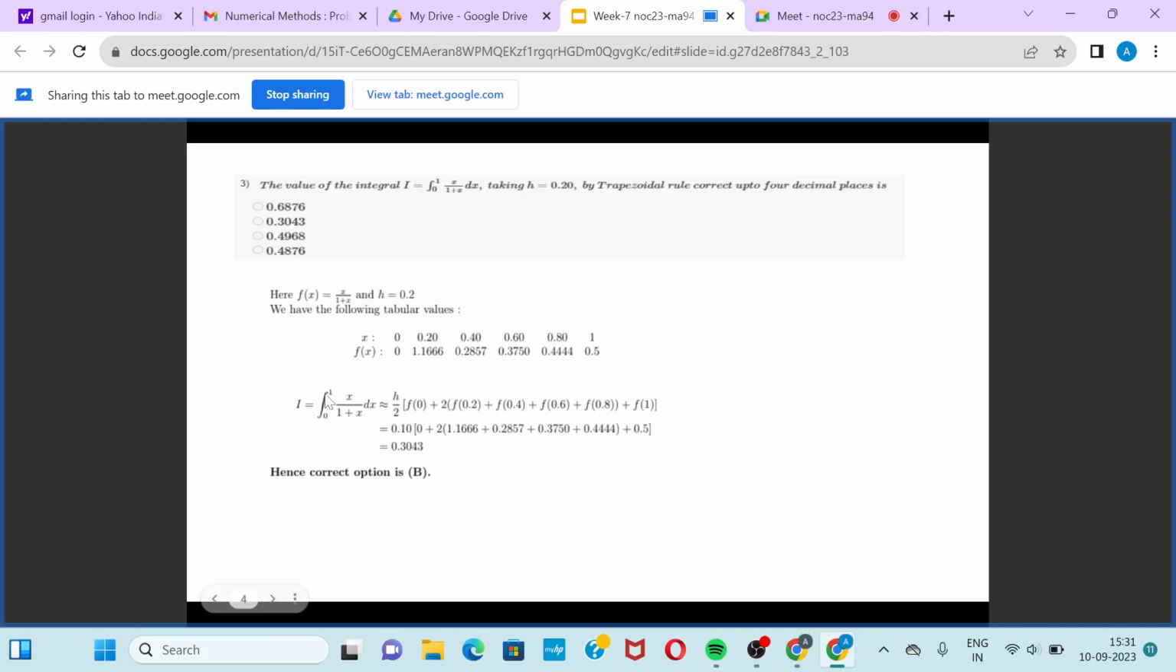Then applying the trapezoidal rule, you can calculate this integration. So I will be h by 2 times f of 0, that is this first point, and then add twice the rest of the points excluding the last point, plus f of 1, that is the function value at the last node. So just substitute all the values. Here h will be 0.2, and when you calculate this, you will get 0.3043. So everyone has got this answer?